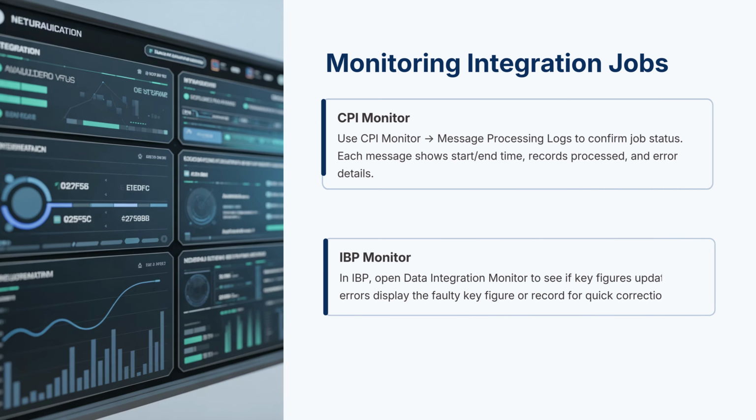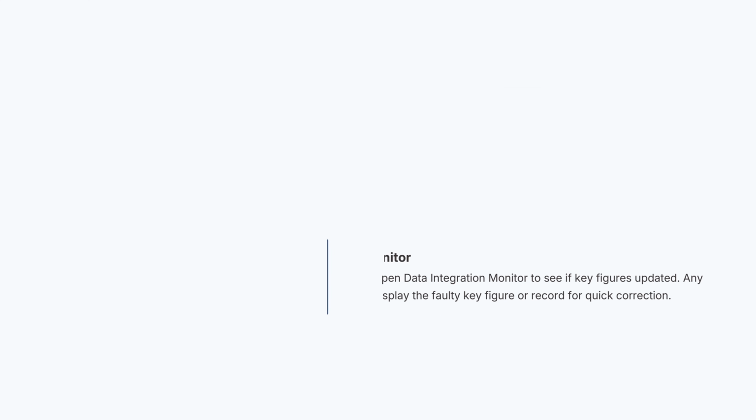Monitoring integration jobs. Monitoring is crucial for operational reliability. In CPI, the message processing logs show each data package's start and completion time. You can see success or error status and message details. In IBP, the data integration monitor confirms whether key figures updated. Together, these tools ensure full transparency across platforms.